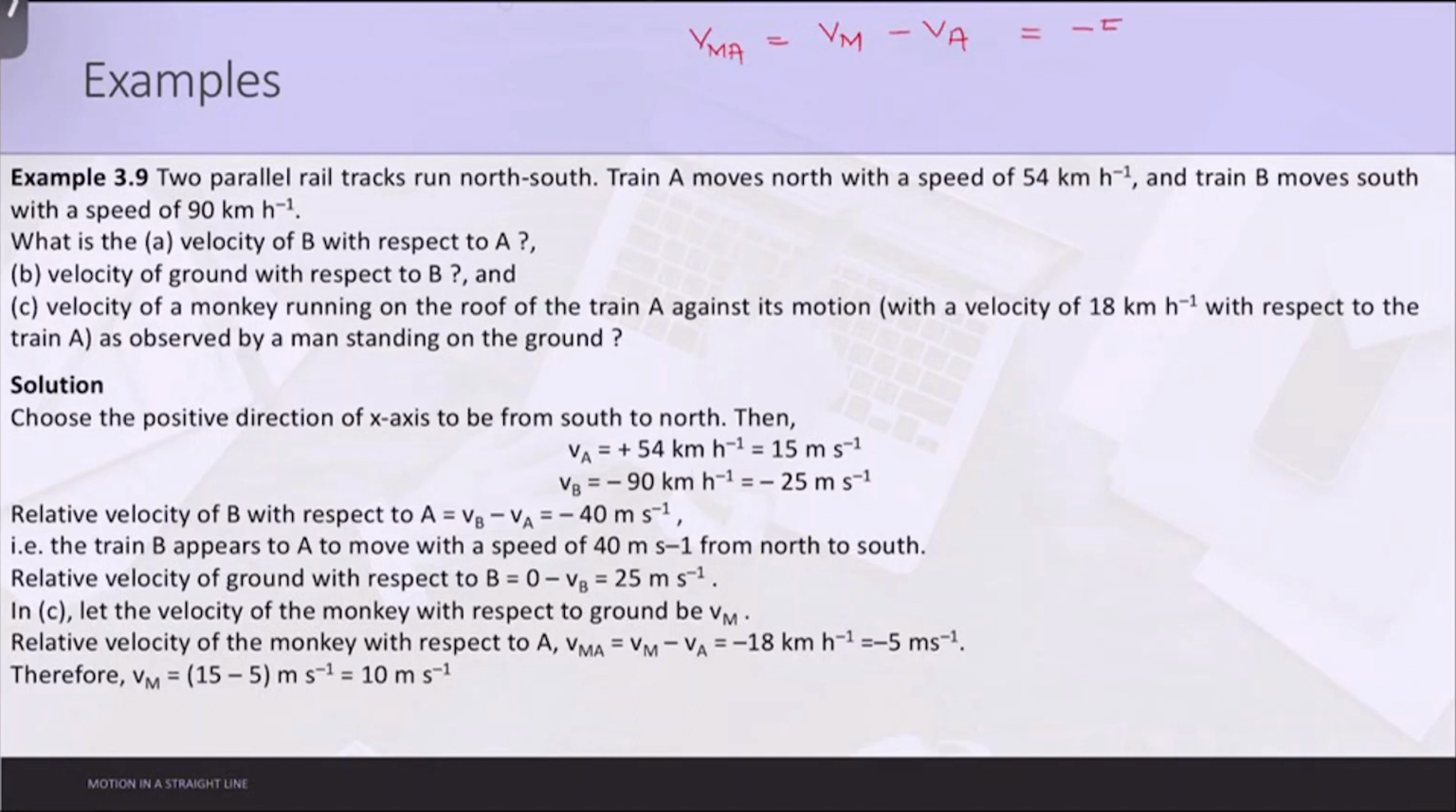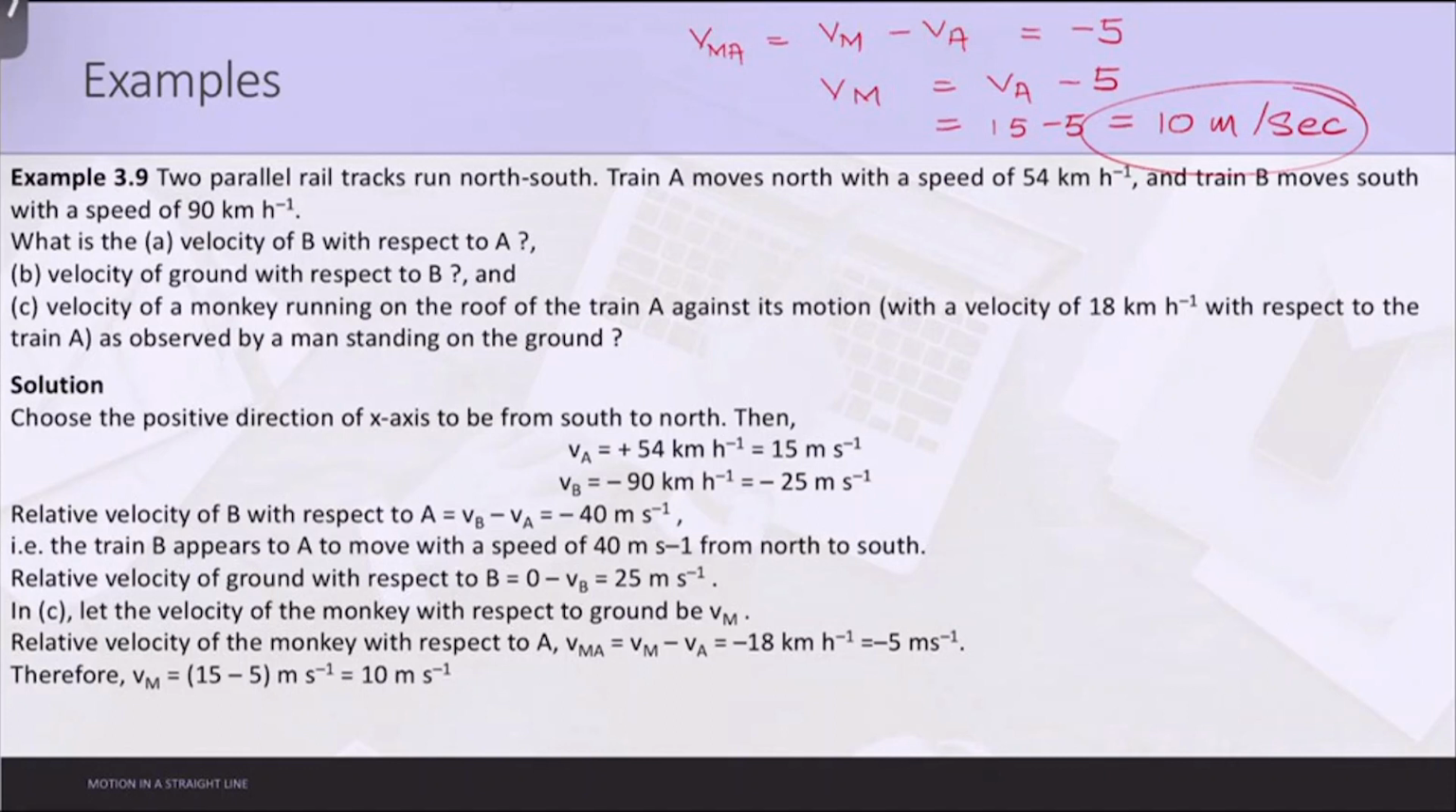This is equal to minus 5. So velocity of m is nothing but equal to velocity of a minus 5. Velocity of a is plus 15 minus 5, which is equal to 10 meter per second. So this is how you solve the questions regarding relative velocity.